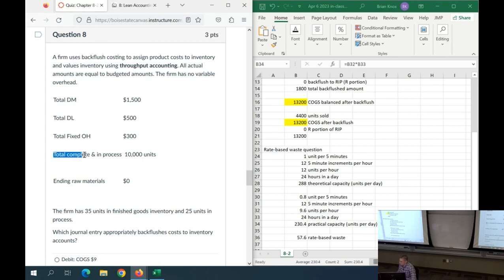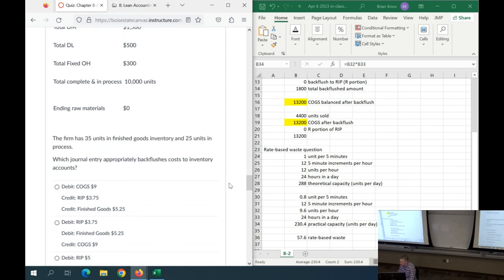All right, we have our total complete and in process, 10,000 units. Ending raw materials, again, $0. If it were a different amount, we would need to include it, and I'll make sure I note when we need to include it. We have 35 units in finished goods and 25 units in process. Which journal entry appropriately backflushes cost to inventory accounts?